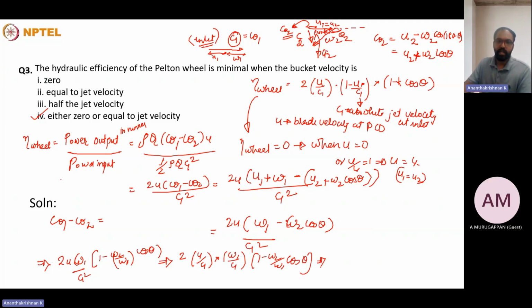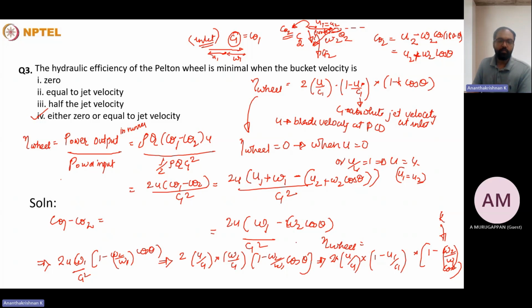We can simplify this equation again. W1 can be represented, from the line at the inlet, as C1 minus U1. So effectively it will become 1 minus U1 divided by C1, multiplied by 1 minus W2 divided by W1, which can be represented as k, the bucket velocity coefficient, into cos theta. So this is the derivation for the wheel efficiency, or the hydraulic efficiency, in the case of a Pelton turbine.